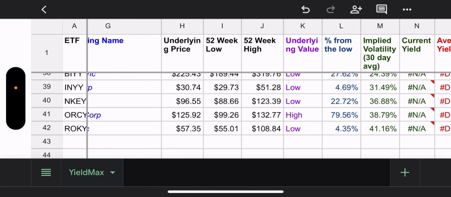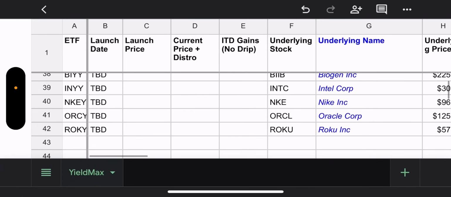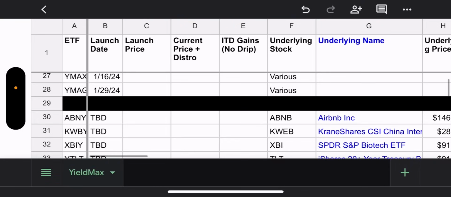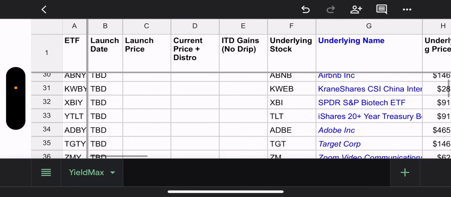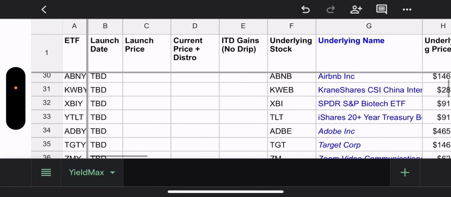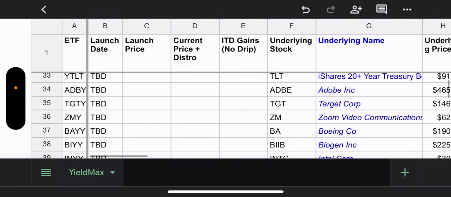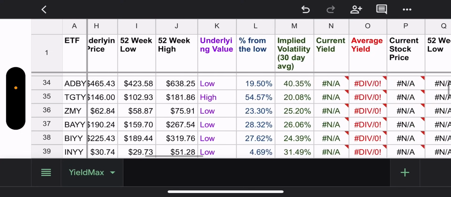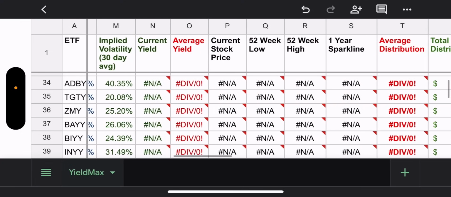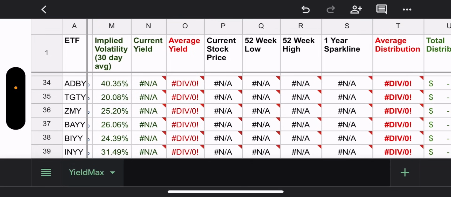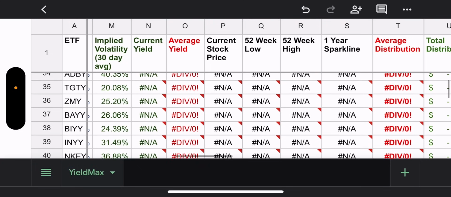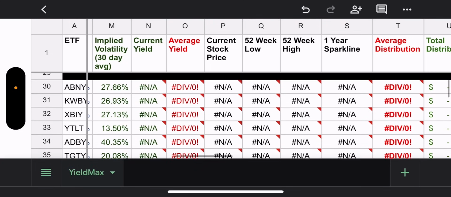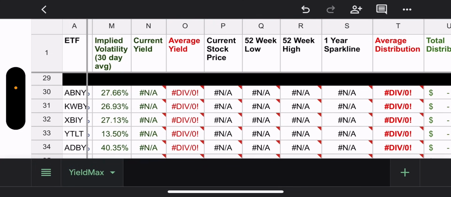And oh my God, they're at their 52-week low. I love using Roku. But again, it's a tough field they're in. Who else? TLT, no thank you. KWEB, KWEB, watch out. Target. Yeah, I would do Target. Hell yeah. I don't know. What's their IV? Let's see. Target, 20%. Yeah, that's not going to pay crap. All right, so any high IVs here? Yeah, Roku has a high IV. Okay, so that would be a decent one. And Adobe has a high IV. Okay, so Roku and Adobe. I look forward to them.